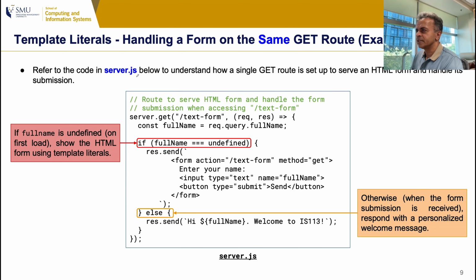This is our server.js. Full name is unpacked from the request object in the query property under full name, because full name is the name of the text box. And if the user is coming there for the first time, then this will be undefined. In that case, just send him the form using the backtick literal. Otherwise, if there is a full name, then respond to that by saying hi. So that's what we did.